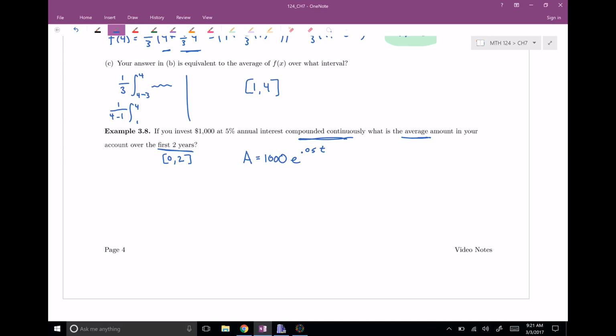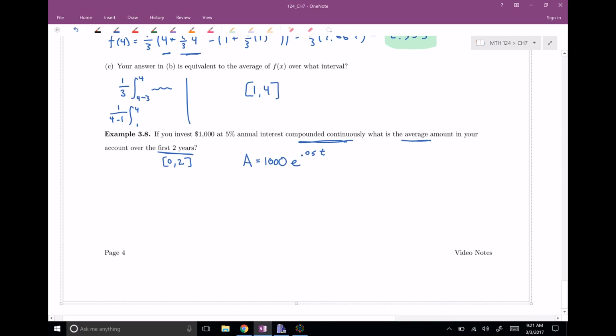Okay. So I want to know the average amount in my account over the first 2 years. So therefore, I need to compute, again, our average. So this would be maybe a bar. And again, this is over 2 years. So I'm going to have 1 over 2 minus 0. So that's my b minus a, times the integral from 0 to 2 of our function. Right? So this is going to be 1,000 e to the 0.05 t dt.